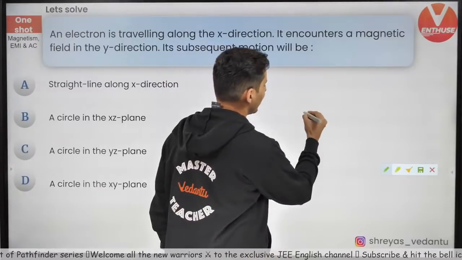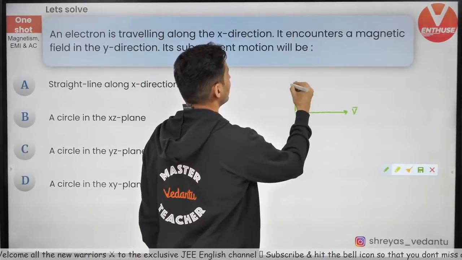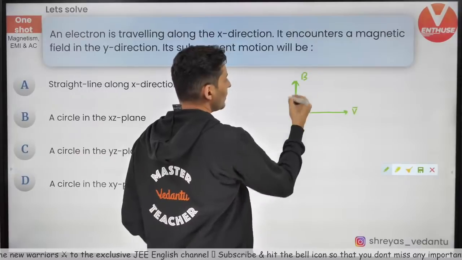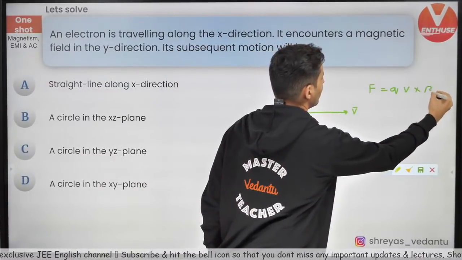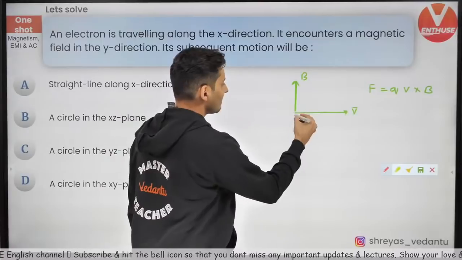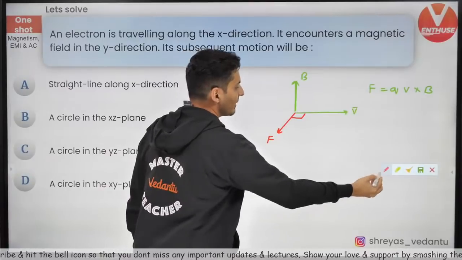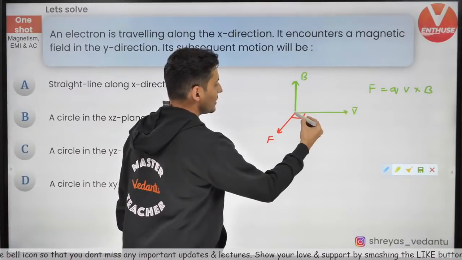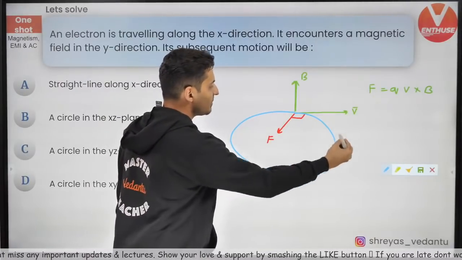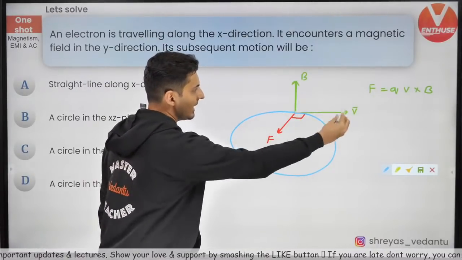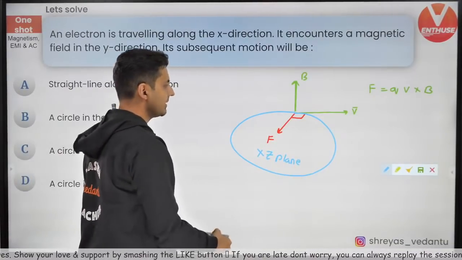The electron is moving in the x direction. This is the velocity. It encounters a field in the y direction. V cross B, because the force will be Q V cross B. So the force will be in the z direction. The force is always going to be perpendicular to velocity. That means you will see it will go in a circular path, something like this. And which plane is this? This is obviously x and z. So x z plane. It will be a circular path.